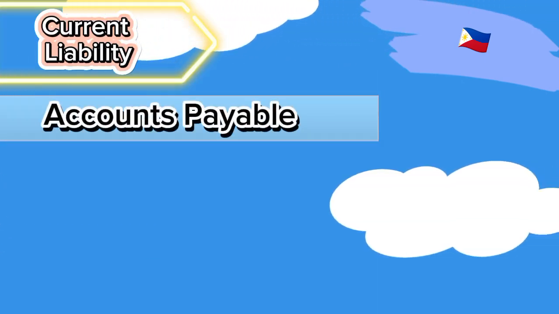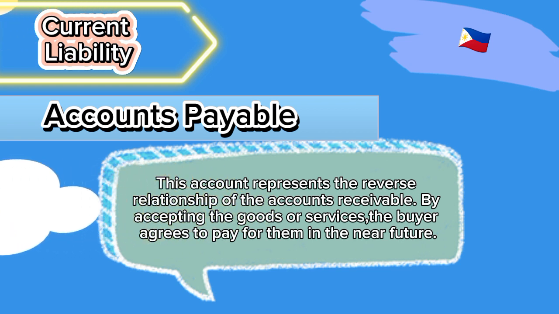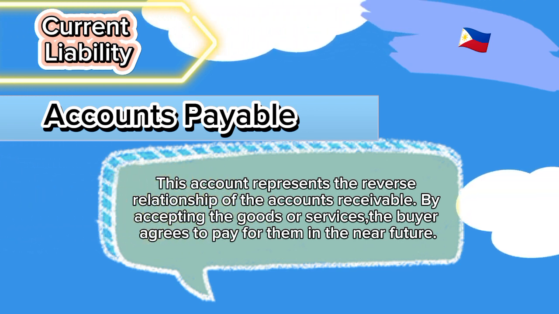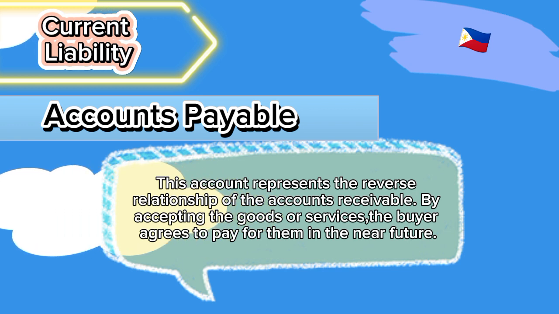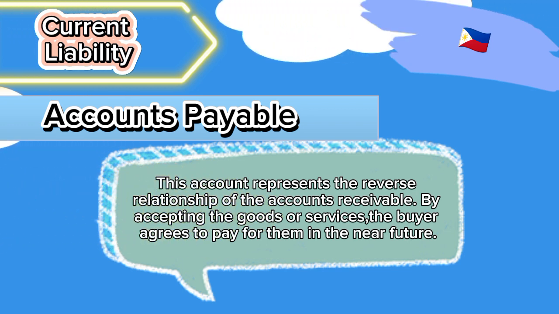Accounts payable. This account represents the reverse relationship of the accounts receivable. By accepting the goods or services, the buyer agrees to pay for them in the near future.